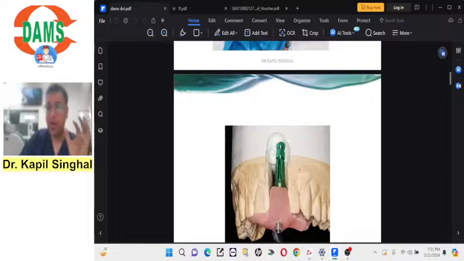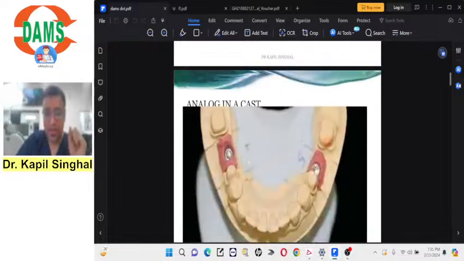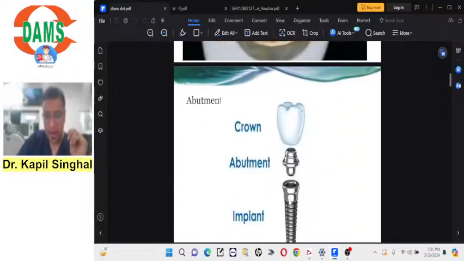So what is a lab analog? A lab analog is an implant replica. So these are lab analogs that are placed inside the model. Okay. Clear? Now to place a crown over your implant, you need an abutment. Like normally when you do a crown cutting, what do you call that tooth?